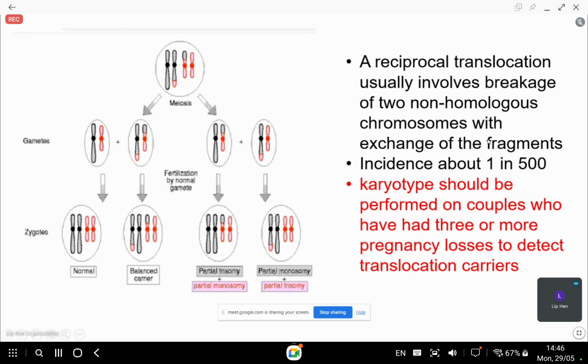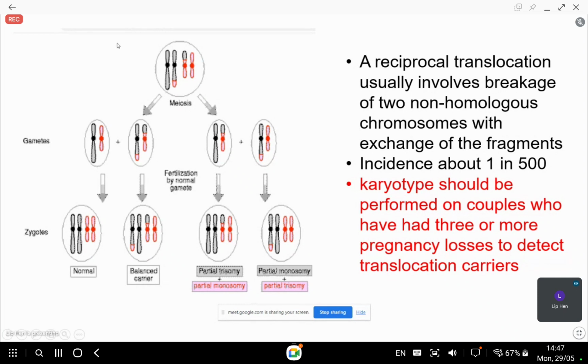But sometimes they may have difficulty getting pregnant, or they have recurrent miscarriage. So karyotype must be performed on couples who have 3 or more pregnancy losses to detect translocation carriers. Remember that when we order karyotype to look for translocation carriers in couples, we check both the father and mother. Last time I had a case where they only checked the mom. Usually we check both, right?